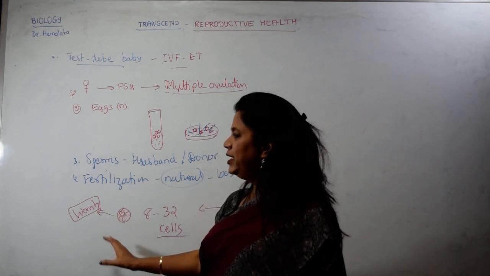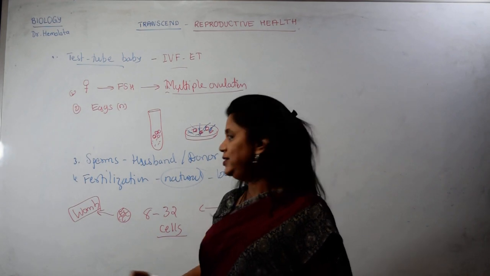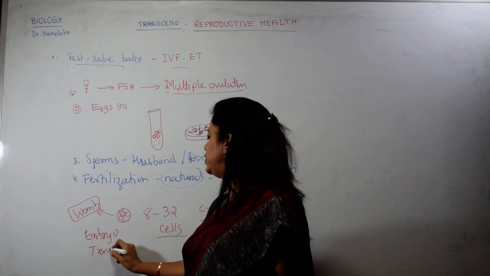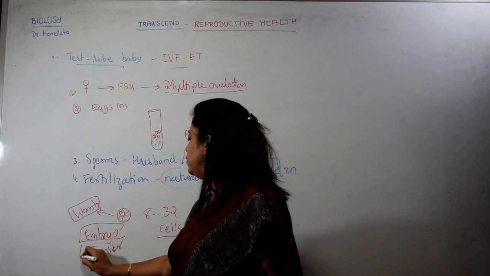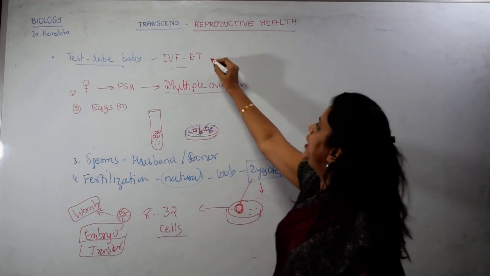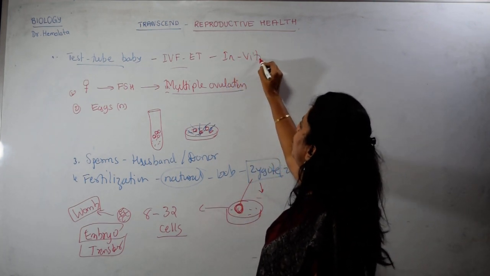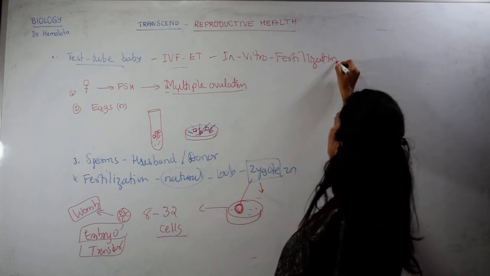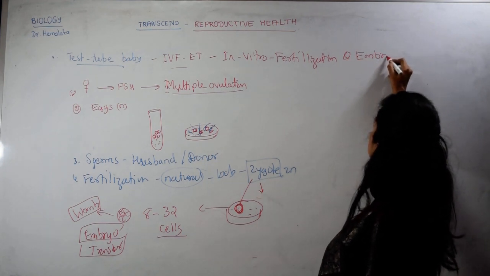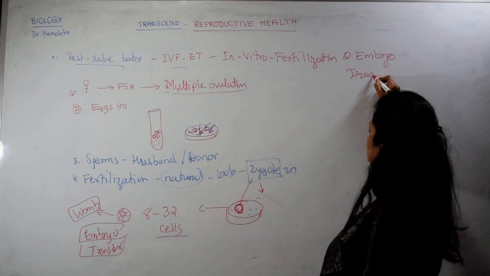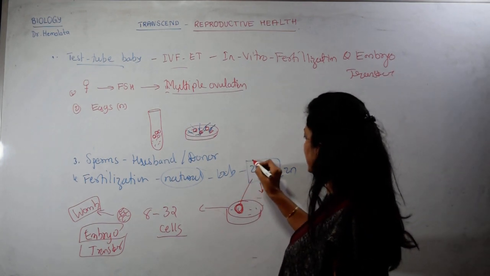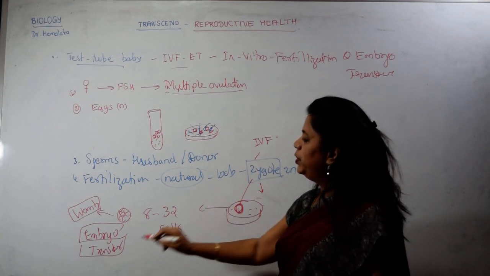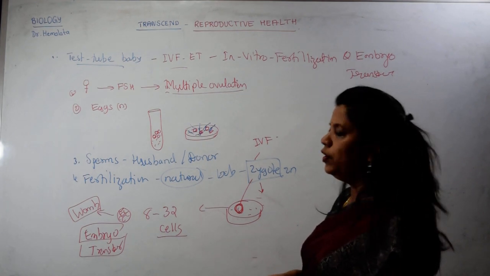So I want you to write down these procedures so that you will understand. This is embryo transfer, the second thing. Then IVF is in vitro fertilization. IVF is in vitro fertilization and embryo transfer, that's the long form of this. So here you can see fertilization has happened. This is IVF, in vitro fertilization, which happened to form the zygote. Next, embryo transfer has happened here. That's the total story of the test tube baby.